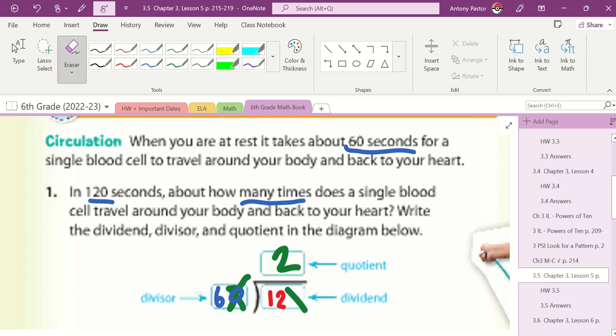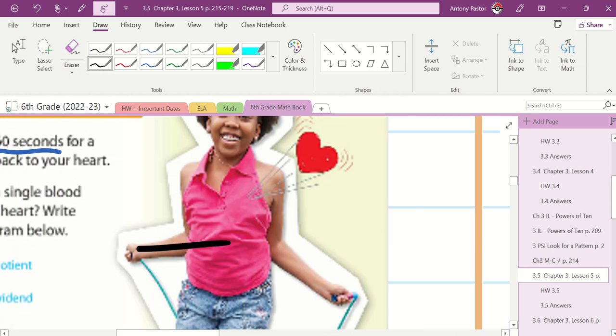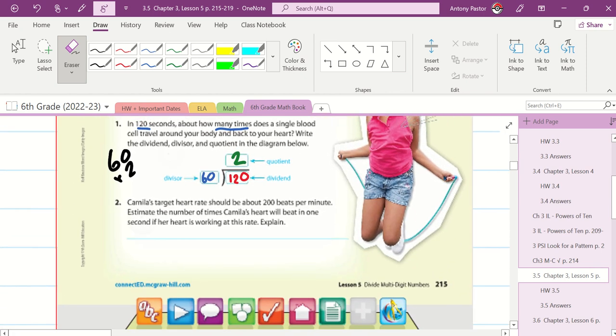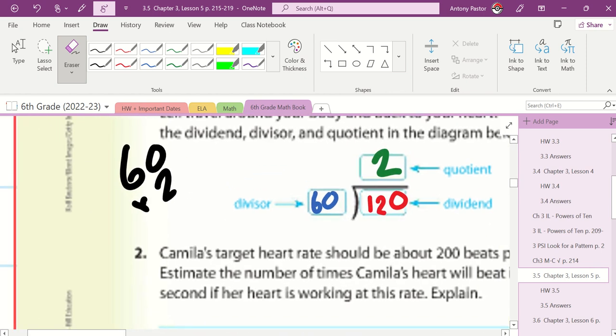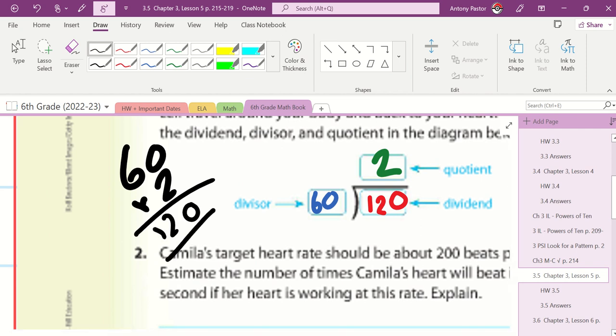And then I can go ahead and unmark the zeros. And then you can always check your work. 60 times 2 should equal 120. All right, 60 times 2 should be 120. 2 times 0 is 0. 2 times 6 is 12. 120. Therefore, I know that my answer is correct.